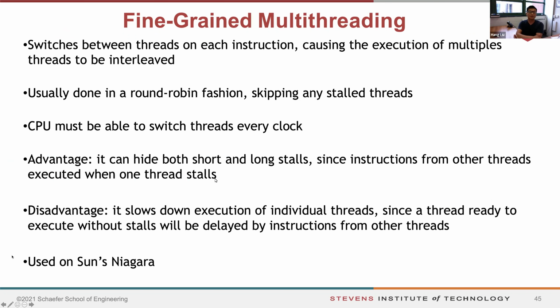Fine-grained multi-threading switches between threads on every instruction, causing the execution of multiple threads to be interleaved. This is usually done in round-robin fashion, skipping any stalled threads. The CPU must be able to switch threads every clock. The advantage is it can hide both short and long stalls, since instructions from other threads execute when one thread stalls. The disadvantage is it slows down the execution of individual threads, since a thread ready to execute without stall will be delayed by instructions from other threads, because it's fine-grained.